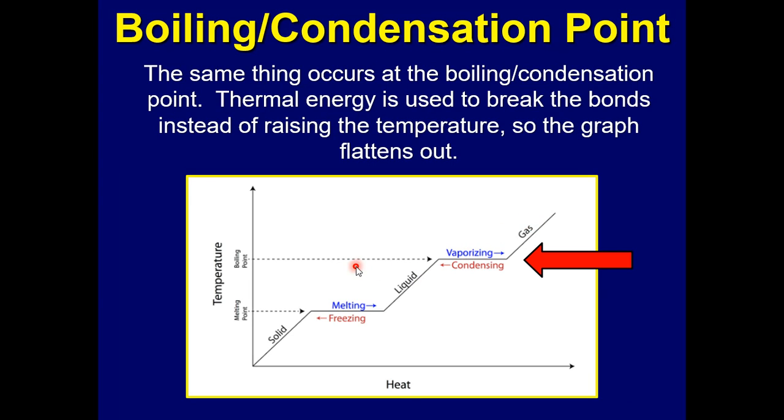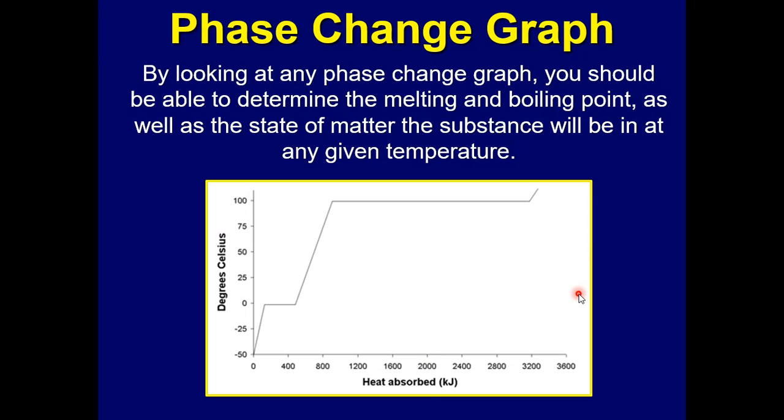And so again, you can tell the boiling point if you look at a phase change graph for any substance, where it flattens out at the higher temperature than down here at the melting and freezing point. The one where it flattens out the second time at the higher temperature, that's going to be the boiling or condensation point. Okay, so it's real easy to read these graphs if you remember that. All right, so you can look at any phase change graph. You should be able to determine the melting and boiling point, as well as the state of matter that the substance will be in at any given temperature.